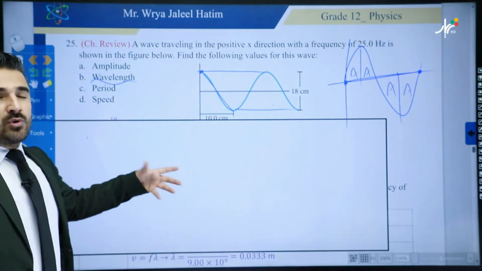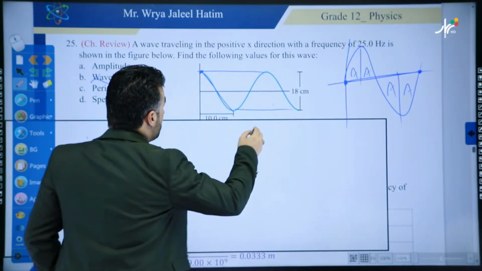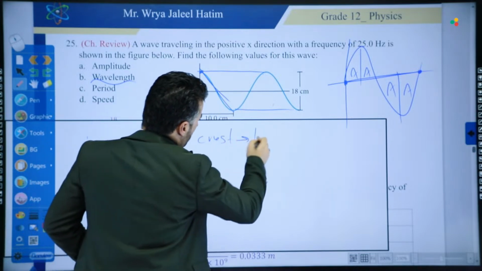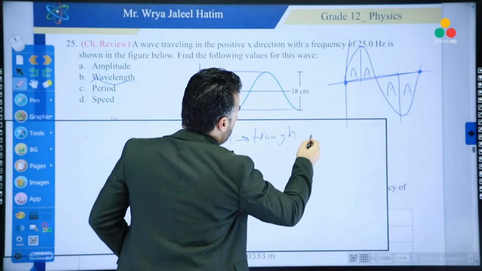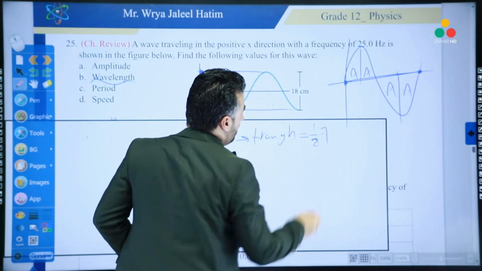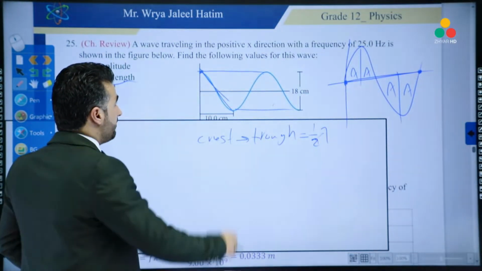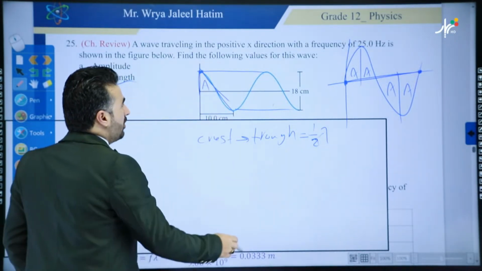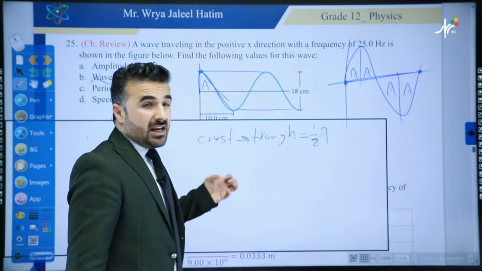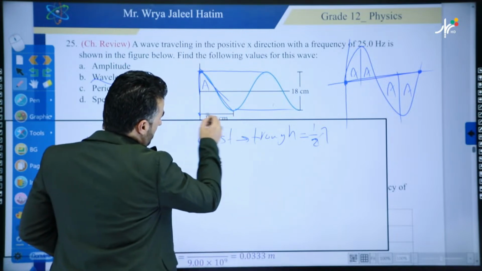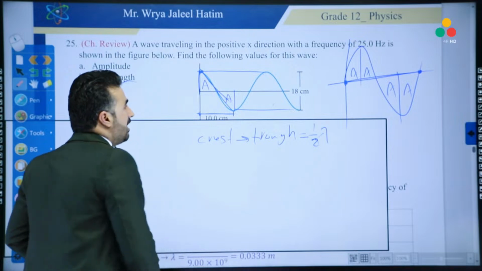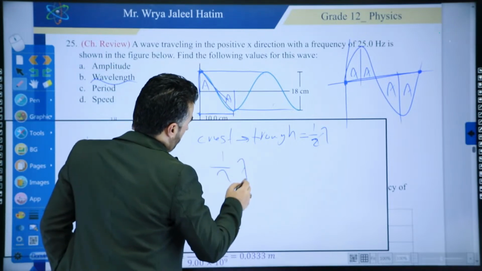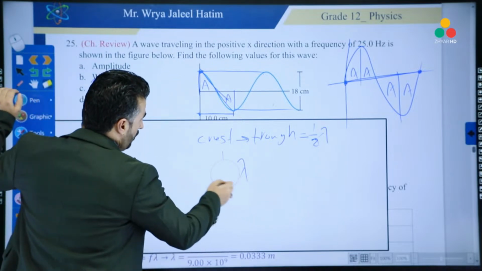Now, there are two ways I can find the wavelength here. First, the distance from a crest to a trough is half a wavelength. Second, using the amplitude theory, we said there are 4 amplitudes in every wave, but the distance between this and this only gives me 2 amplitudes. And 2 amplitudes is half of a wavelength.